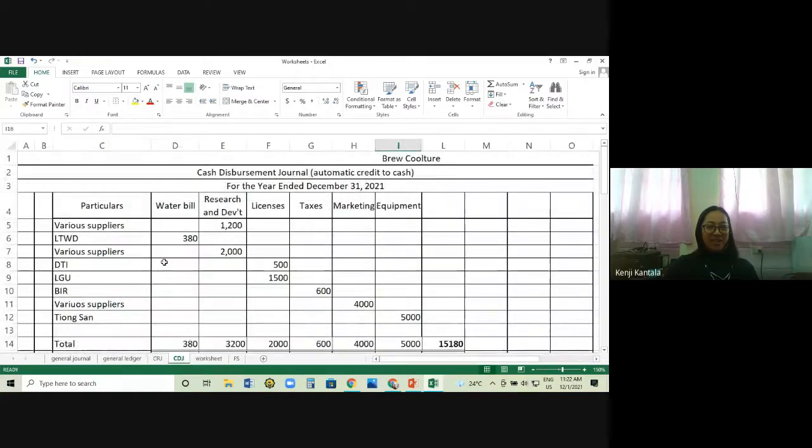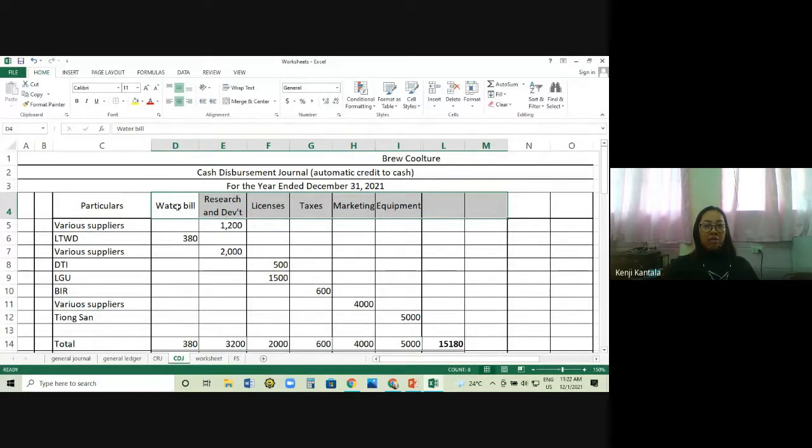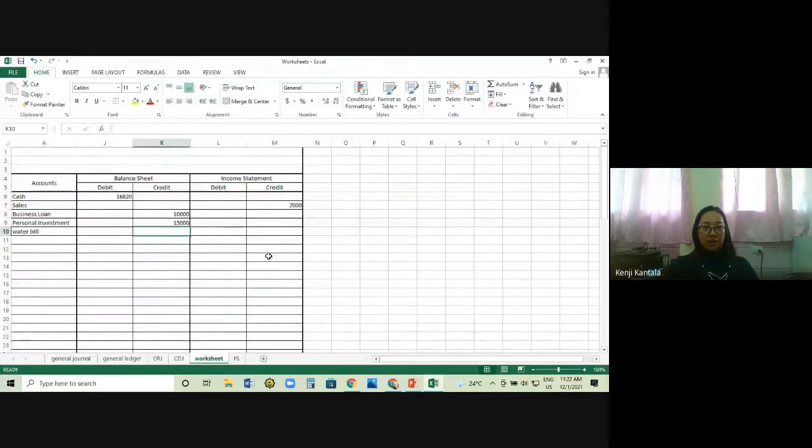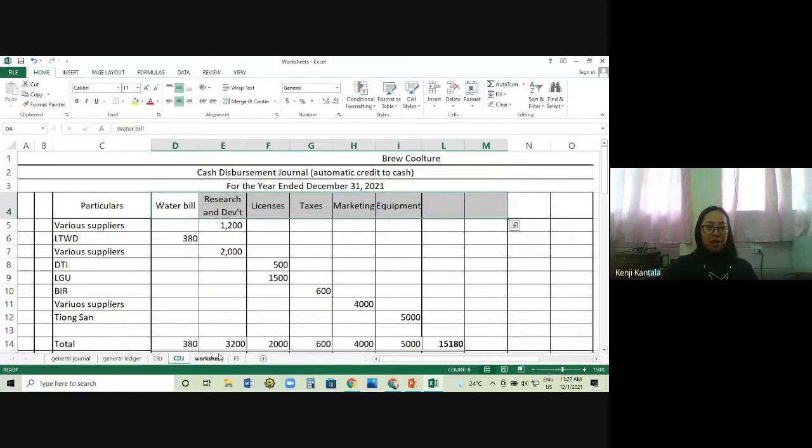Okay. So, balikan natin si water bill. Si water bill natin, nasa cash disbursement journal. So, kapag nasa cash disbursement journal, naglabas tayo ng pera. So, that is an automatic credit to our cash. So, yung heading natin dito, these accounts in our heading, these are all debit. Okay? So, ulitin natin, si water bill, that is under your income statement, debit side. So, debit natin, 380. So, same with our research and development.